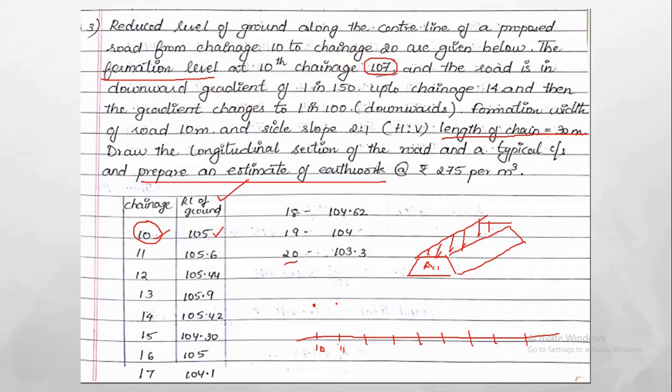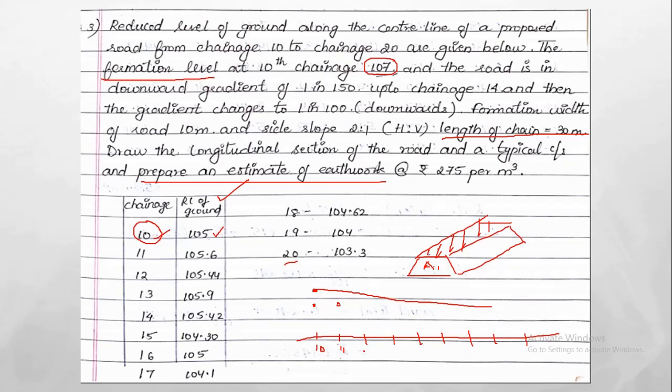11th chainage അപ്പോൾ കുറച്ചുകൂടെ മുകളിലായി, ബിക്കോസ് അതിന്റെ ലെവൽ എന്ന് പറയുന്നത് എവിടെയാണ്? 105.6 ആണ്. Coming to the formation level, the formation level എന്ന് പറയുന്നത് 107 ആണ്. ഈ 10th chainageലെ formation level is 107. Okay, so 107 ആണെന്ന് പറയുന്നു. At the same time, it is mentioned in the question that the road is in downward gradient. റോഡിന്റെ പോക്ക് ഡൗൺവേർഡ് ഗ്രേഡിയന്റ്, ഇങ്ങനെ താഴേക്കാണ്.